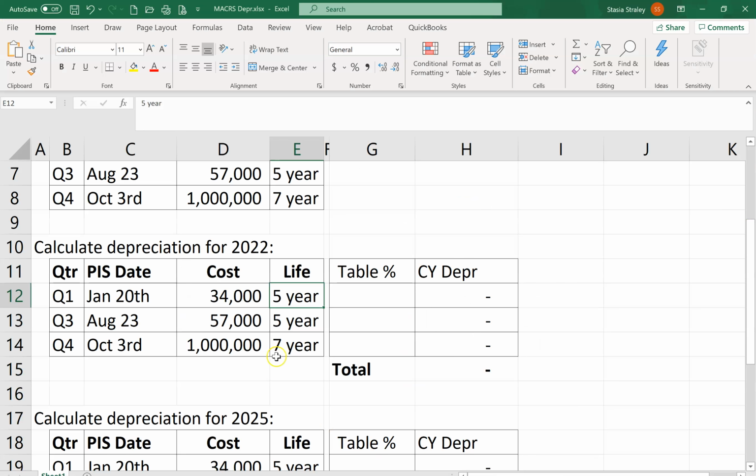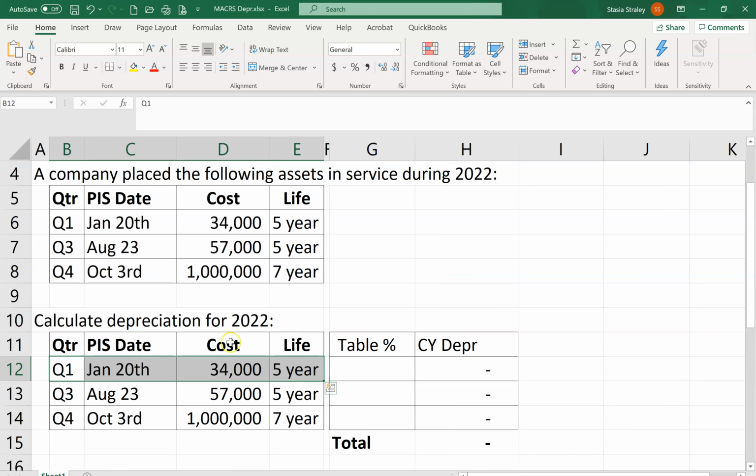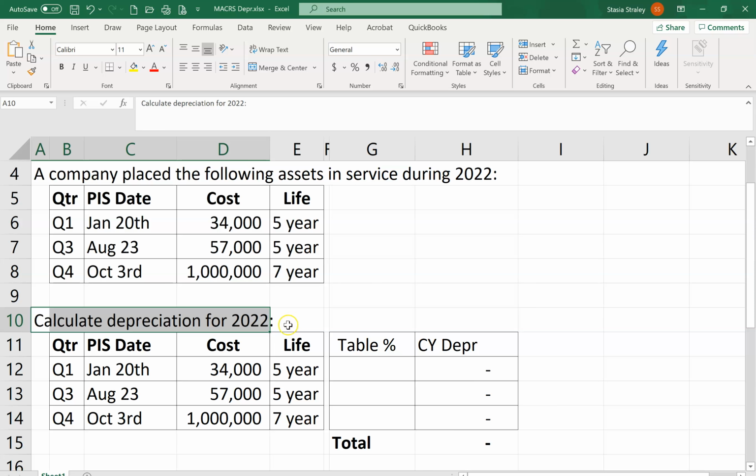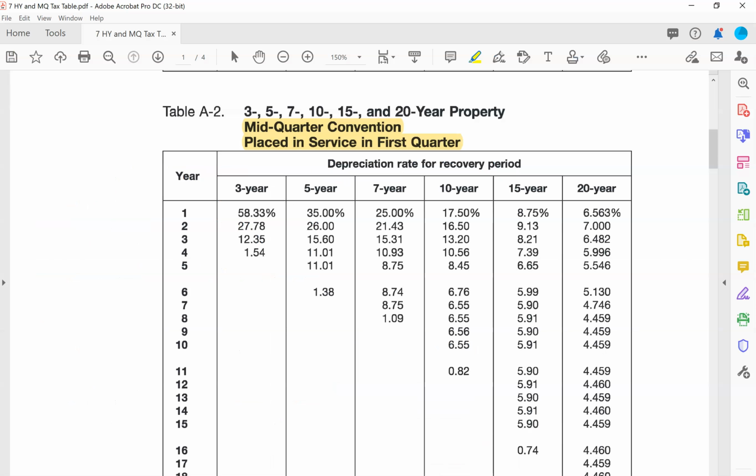So we're going to jump to this first one, which is mid-quarter convention, placed in service first quarter. If you just remember from our example, this is a first quarter asset, and it has a 5-year life, and we're looking at the first year of depreciation. So they were placed in service in 2022. We're calculating depreciation for 2022. So it's the first year of the depreciable life, and it's a 5-year asset. So those are the two pieces of information you need to know. So we're looking right here at year 1, 2022, and then we're in this column, 5-year. So that means we're going to be looking at this number right here, 35%.